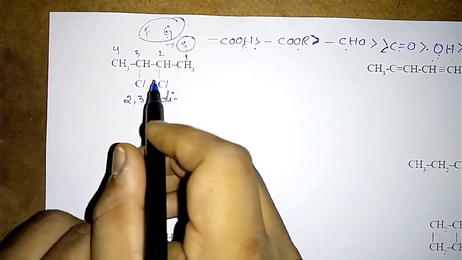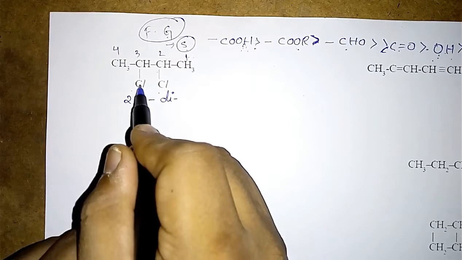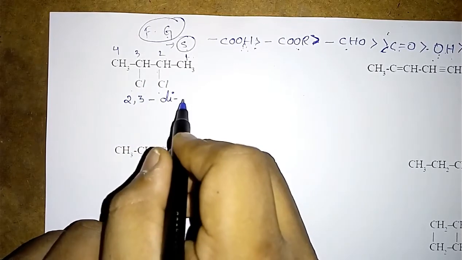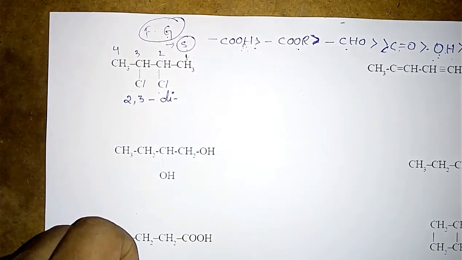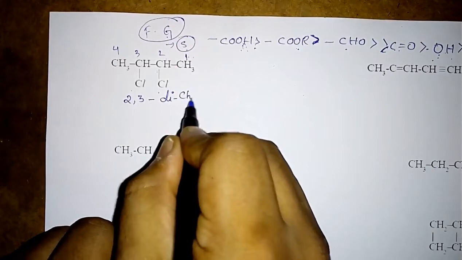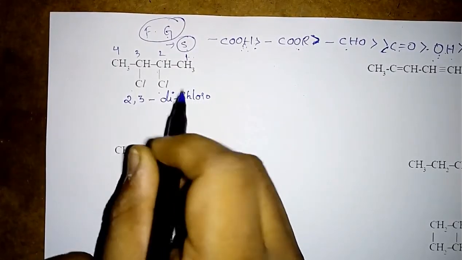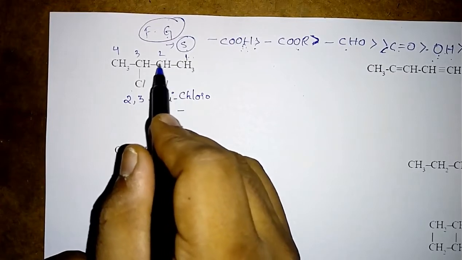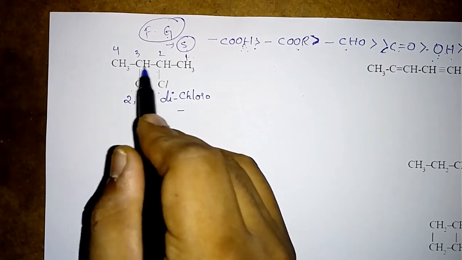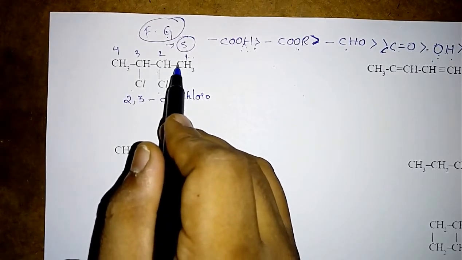Next step is what? Primary secondary prefix. What is the substituent here? Chlorine. So what you will write? Chloro. You will be writing here chloro. Okay, 2,3 dichloro hyphen. Next one is what? Any functional group is there? Not there. So you just simply write the word root. What is that word root here?